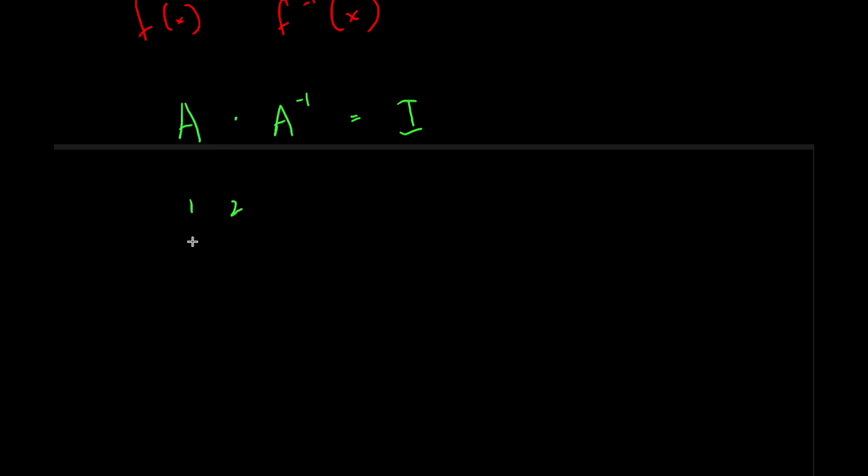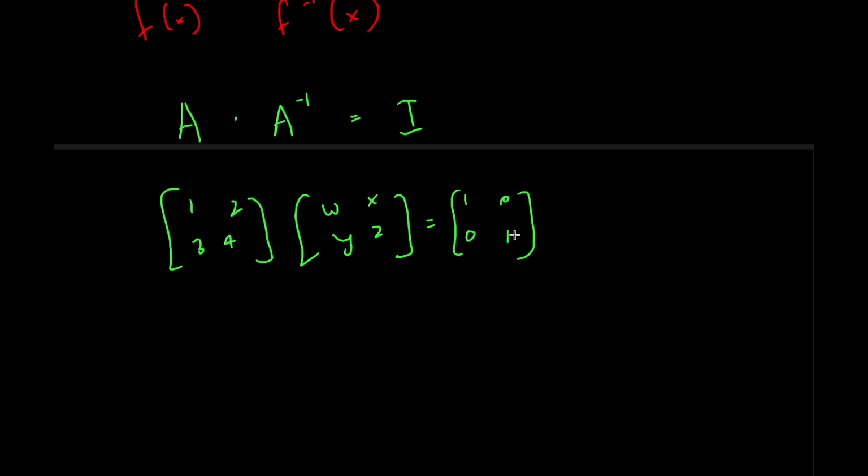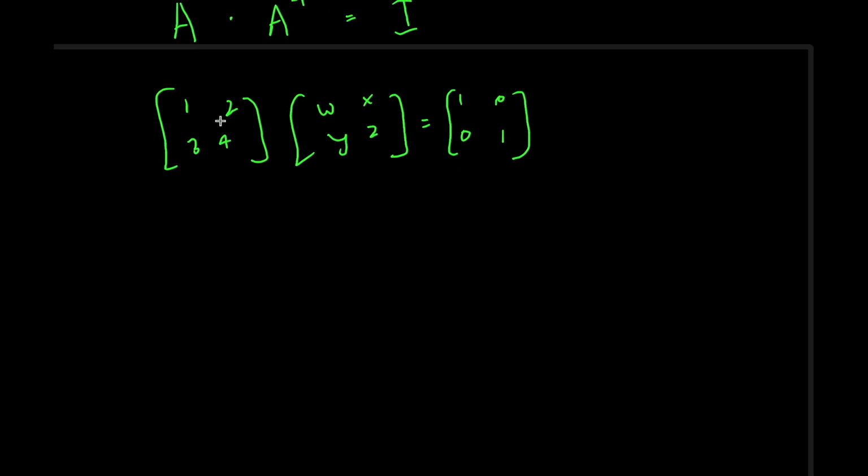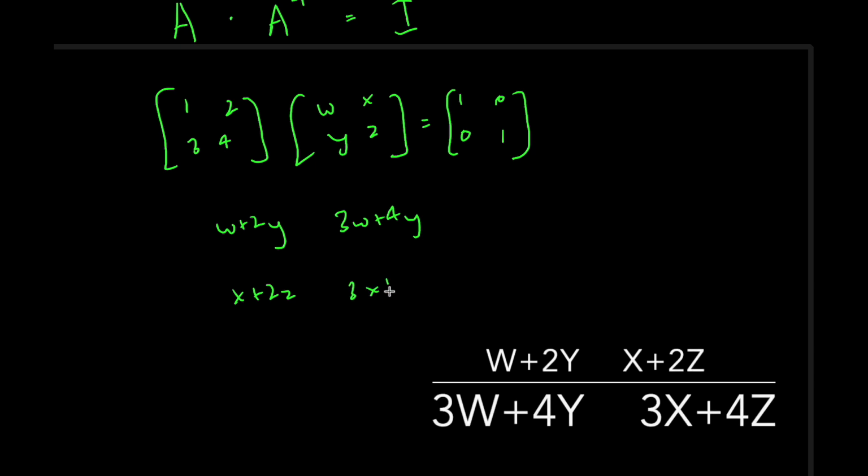Say we have 1, 2, 3, 4, and I want to multiply this by the inverse matrix, which I'll just say W, X, Y, Z, and this is equal to the identity matrix, 1, 0, 0, 1. Well, I'll just multiply these then. I have W plus 2Y as my first element, 3W plus 4Y, X plus 2Z, then 3X plus 4Z. So this is the product, and this is equal to 1, 0, 0, 1.